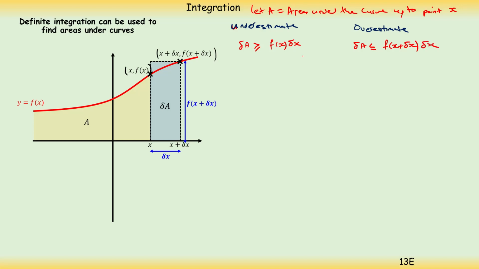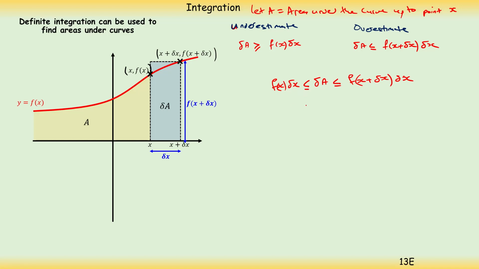I can combine these two statements together with delta A in the middle. Delta A is less than or equal to f of X plus delta X times delta X. At the same time, delta A is greater than or equal to f of X times delta X. Okay? So we know that the area of delta A is between these two rectangles.